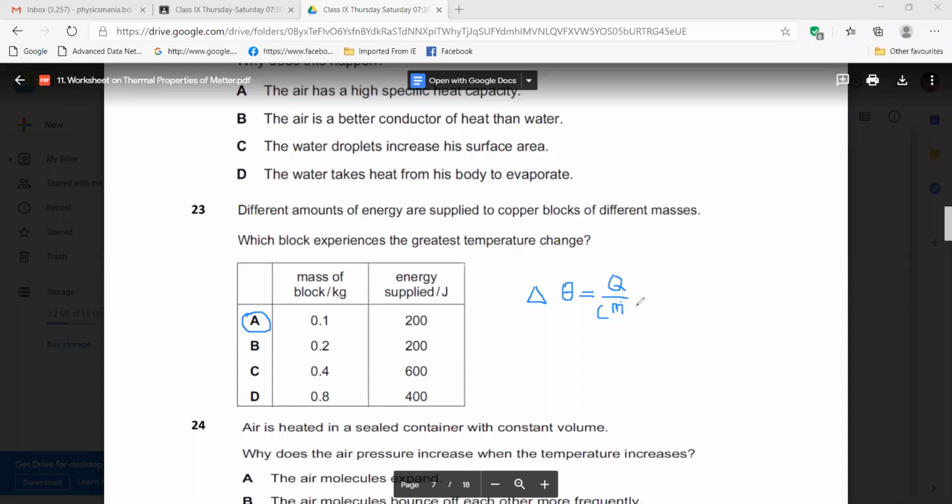I'm also writing here. C is constant here, right? Yes, sir. Why is it the same? All are copper, right? Yes, sir. C is the same.